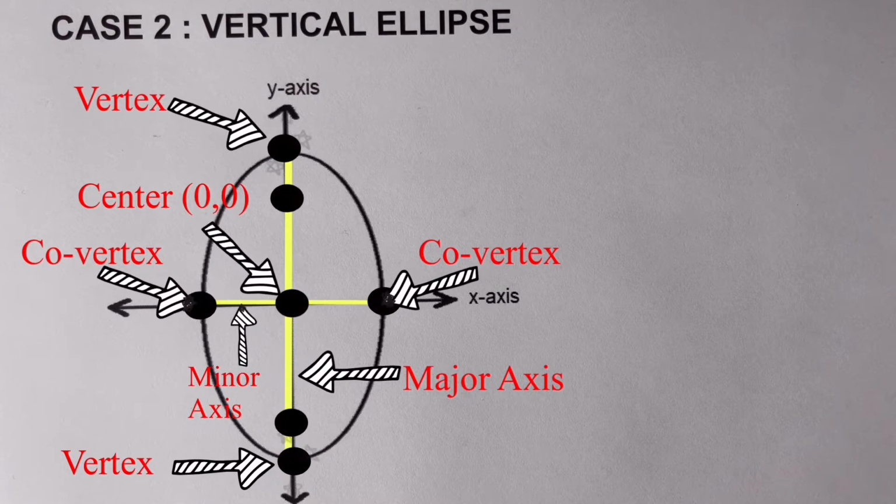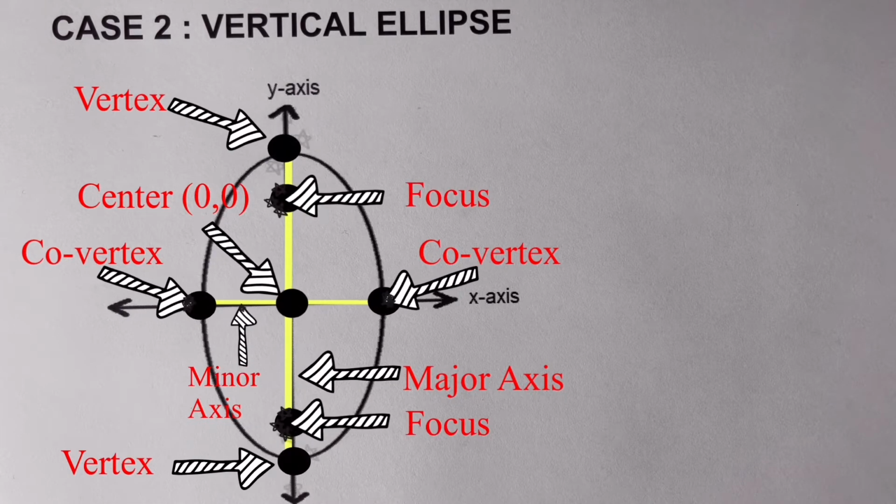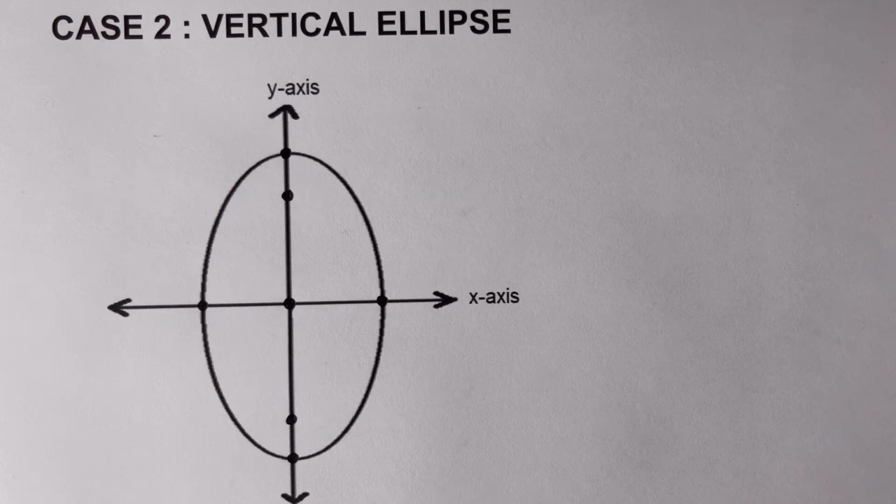Now we also have another part which we call the focus. These two points are our foci. So pretty much these are the parts of an ellipse. It doesn't really matter if it's a vertical ellipse or a horizontal ellipse, the parts are still the same. Now we also remember the semi-major axis. This is half of the major axis, which means it connects the center to the vertex, and we label this as a. On the other hand, we also have the semi-minor axis.